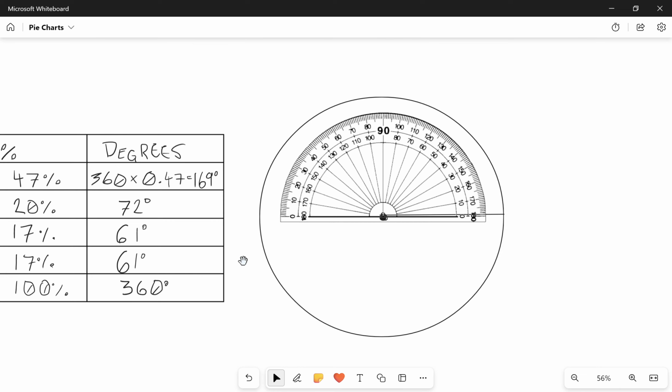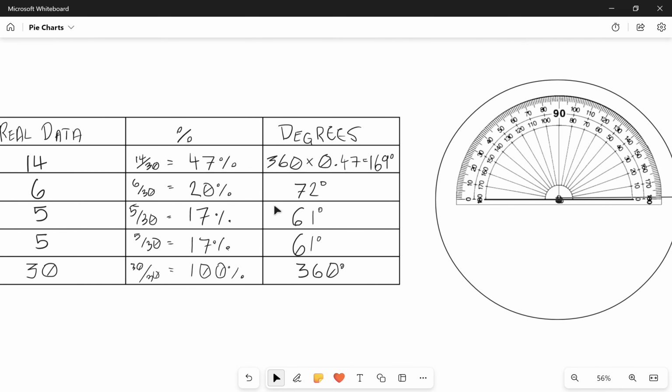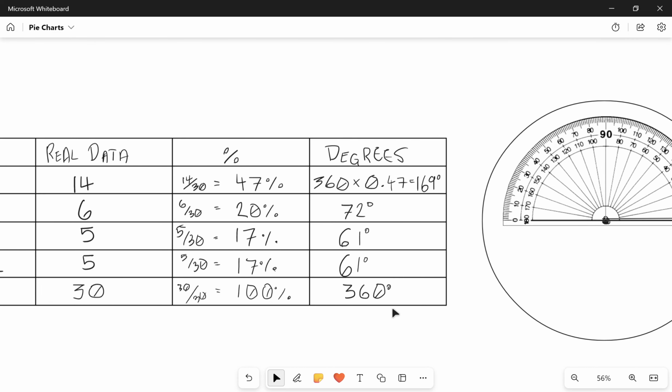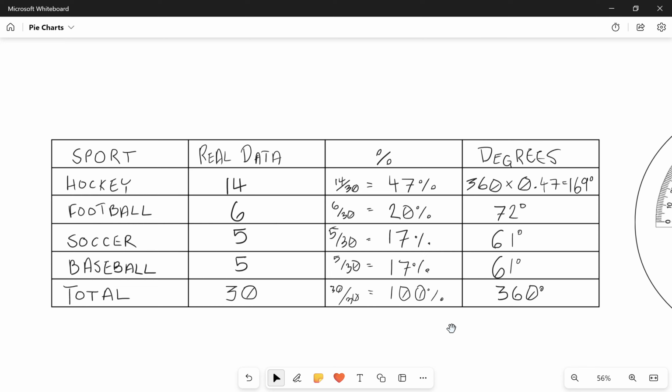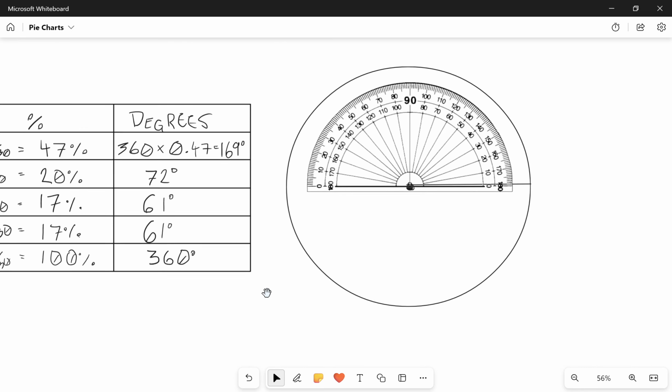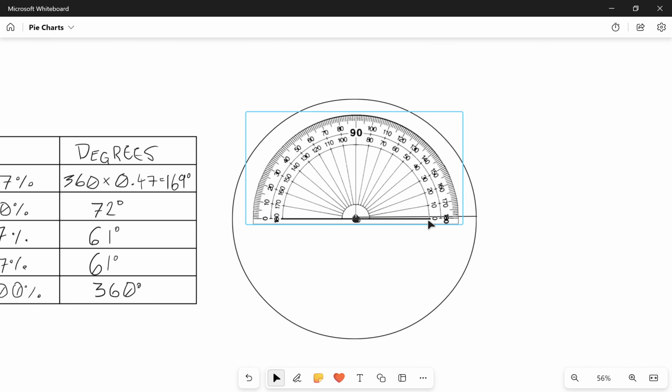I'm going to look at my lowest number of degrees. It's easier to work from lowest to highest. I can see that my lowest is 61. 61 degrees is for baseball and soccer. They are both 61 degrees. So let's do baseball first. I'm at my 0, and I'm going to count up from 0. Make sure I don't start at 180. I'm going to count up from 0 all the way to 61. So 0, 10, 20, 30, 40, 50, 60, and I will go 1 more degree, and I will draw a line at 61 degrees.